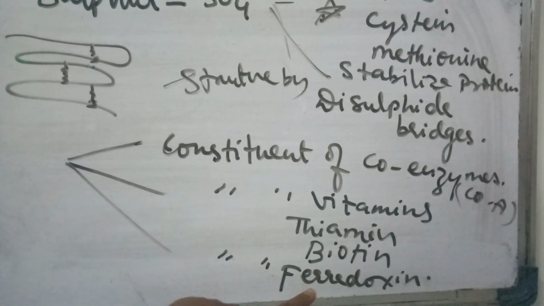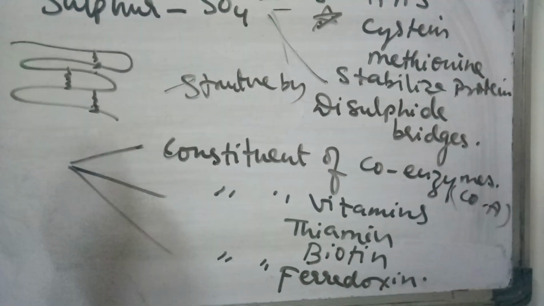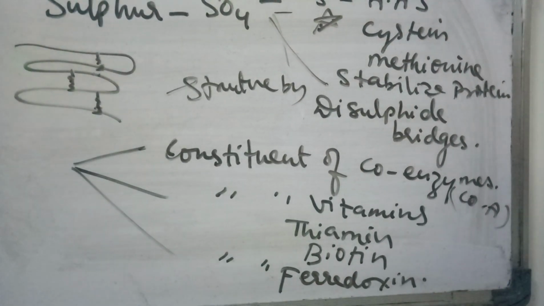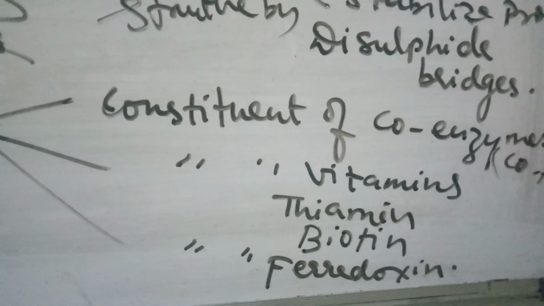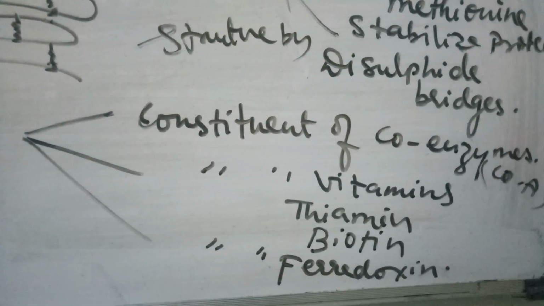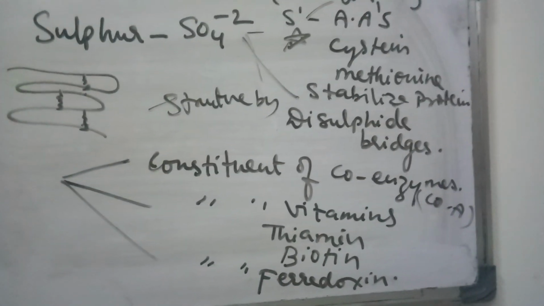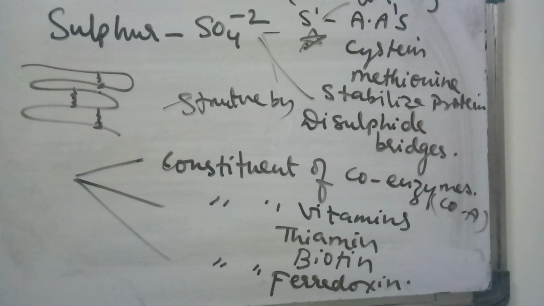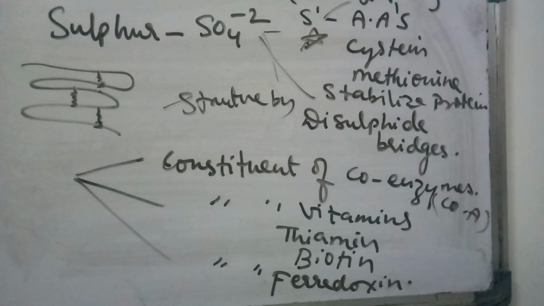Sulfur and iron are the constituents of ferredoxin. When we come to iron also, we will note that sulfur is a constituent of ferredoxin. These are the important roles played by sulfur in the plant body.